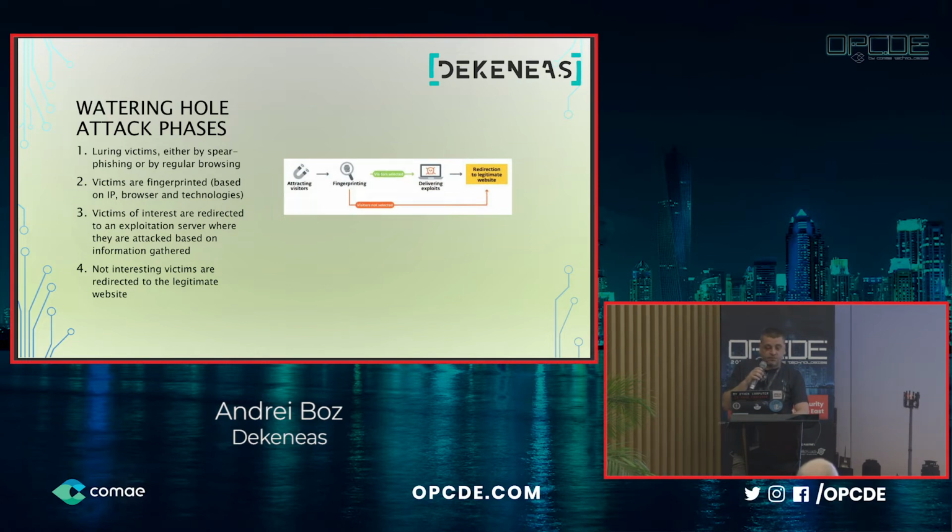So basically, this is how a watering hole attack looks. These are the phases. Phase one, the victims are lured either by spear phishing or by simply browsing to an infected website. The victims are fingerprinted based on their IP address, their browser, or other technologies they use. And the victims of interest are selected and redirected to an exploitation server where they are attacked based on information previously gathered. Not interesting victims get access to the legitimate website.